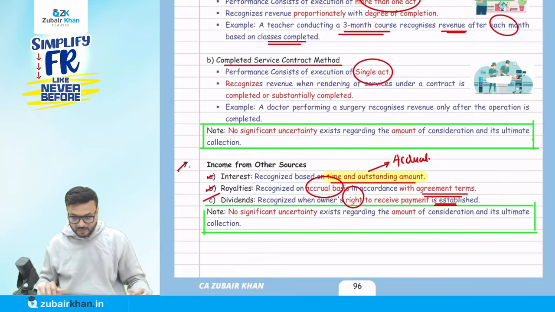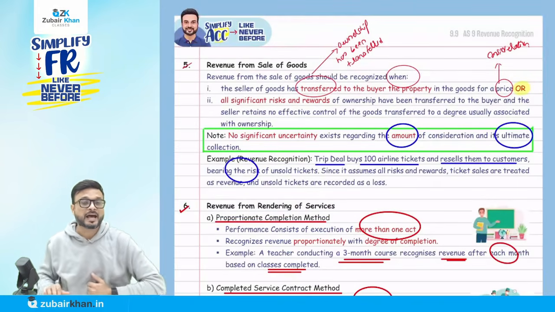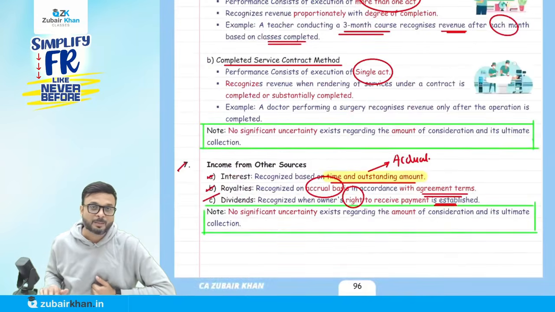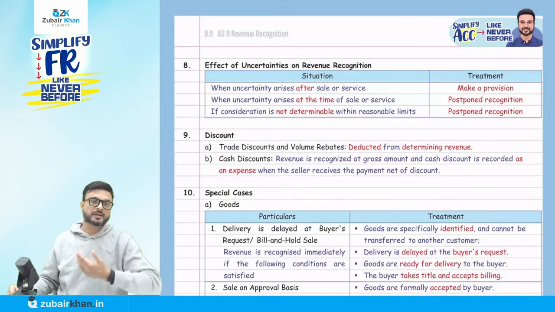Okay, so we discussed these three points: revenue from the sale of goods, revenue from the rendering of services, and interest, royalty and dividend. But there are certain more. Let me discuss with you points number 8 and 9, and then we'll come to point number 10, which is also very important.